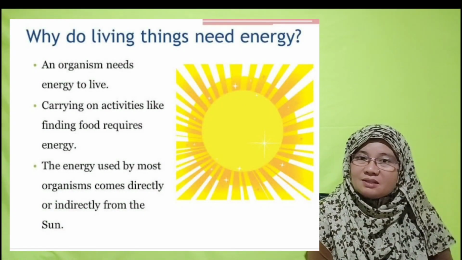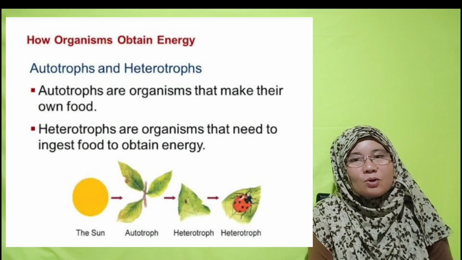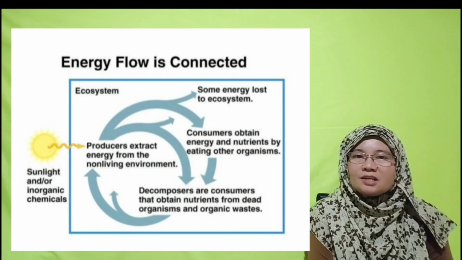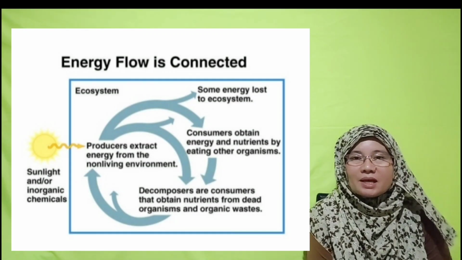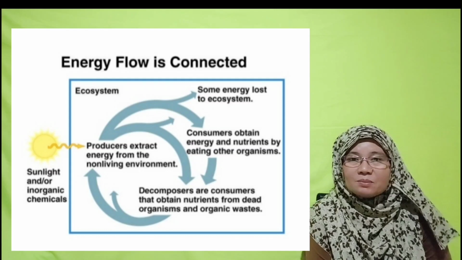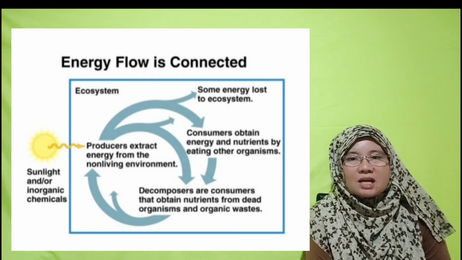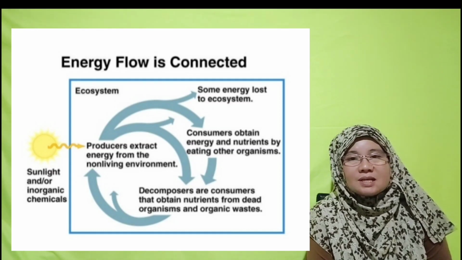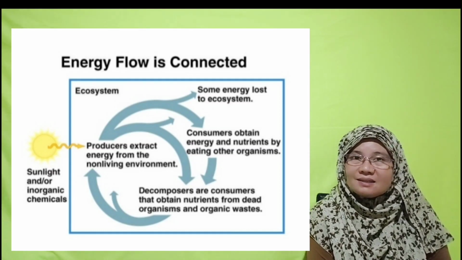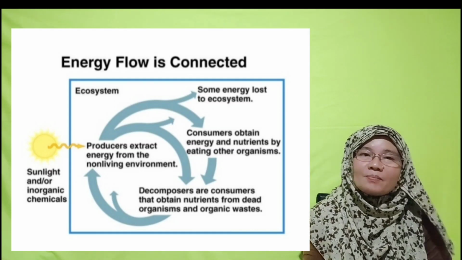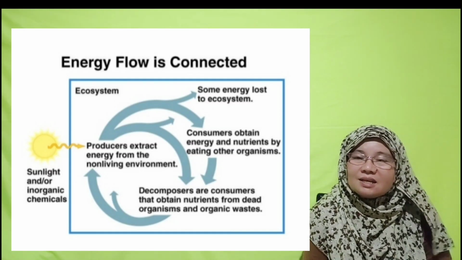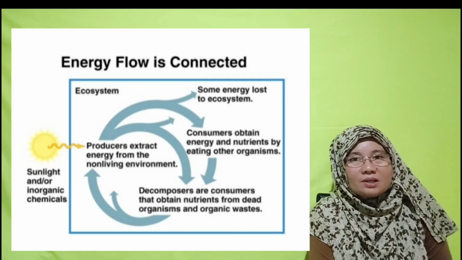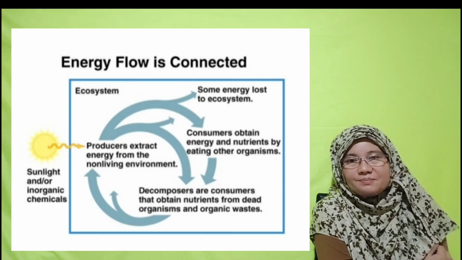Why do organisms need energy? How do organisms obtain energy? So we have here the energy flow connected from the ecosystem, the sun. Producers extract the energy coming from the non-living environment. For example, plants harness the sun's solar energy, and it is converted into food. That's why they are known as producers.